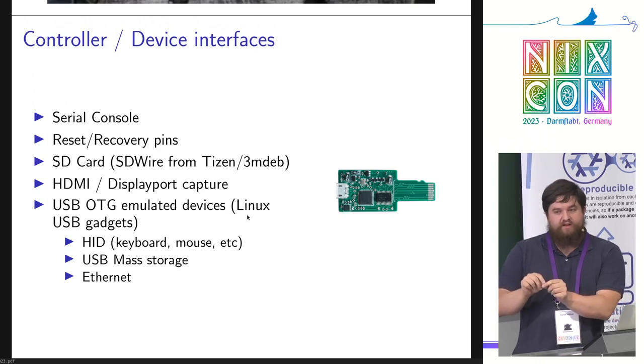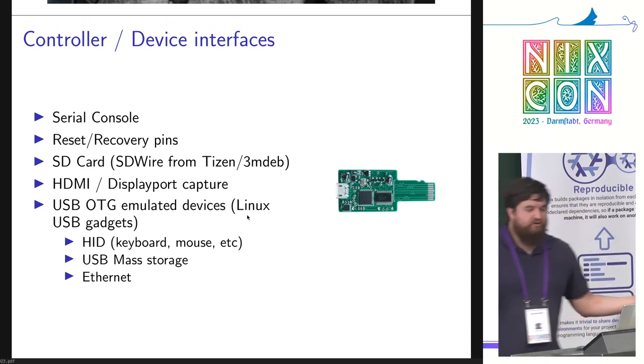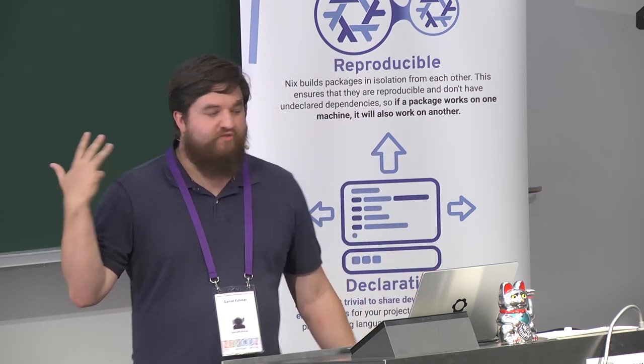Is the SD card connected to the device under test, or is it exposed to the host machine as a USB mass storage device? So one thing you could do would be to put it to the host, write out an ISO or a disk image of some kind, switch it back to the device, reset the device, and then it should boot up off the SD card. You can also do stuff like that with USB OTG emulated devices, like GadgetFS type things. So mouse and keyboard we could emulate, USB mass storage, you could run Ethernet over that as well. So there's a whole bunch of options for types of things you can do to interact with the device.